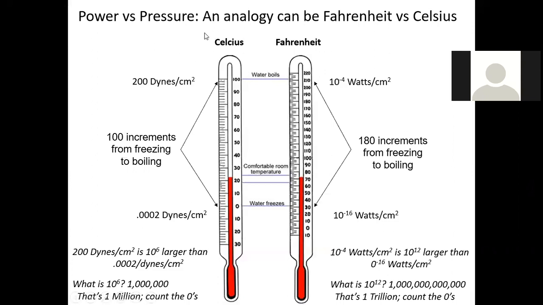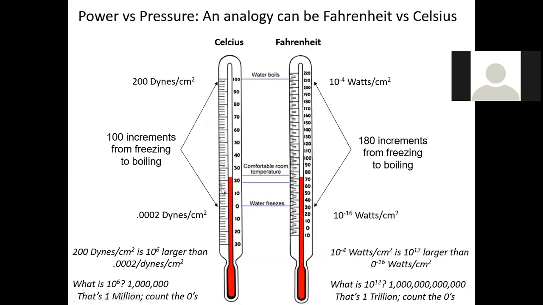Pressure you can think of in analogy as Celsius. Fahrenheit you can think of in analogy like power. Okay? The Fahrenheit thermometer just has more increments. It has smaller degrees. That's why it's 1 trillion to 1. That's why the range of the softest to the loudest is 1 trillion to 1. Celsius you can think of it by analogy like pressure. The range of our hearing hasn't changed. It's just that the degrees are thicker.